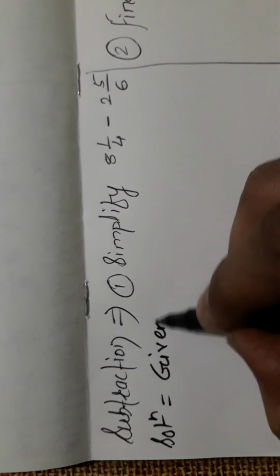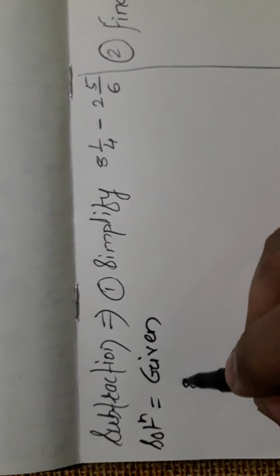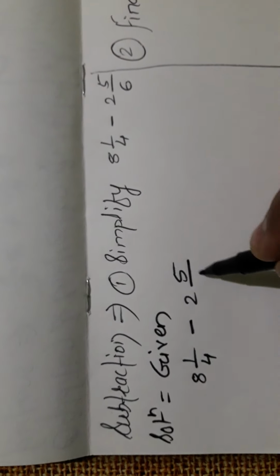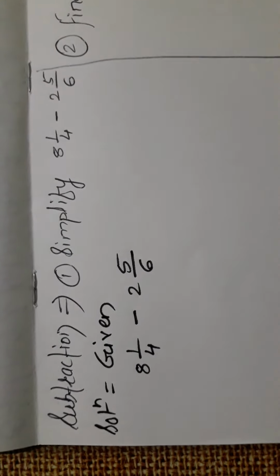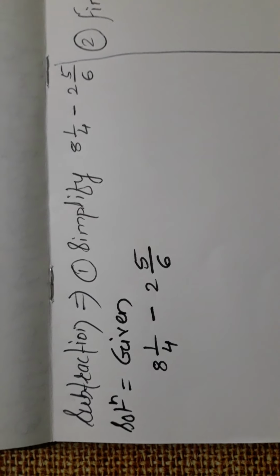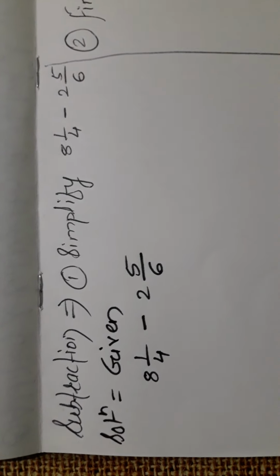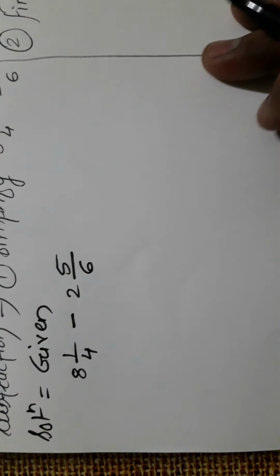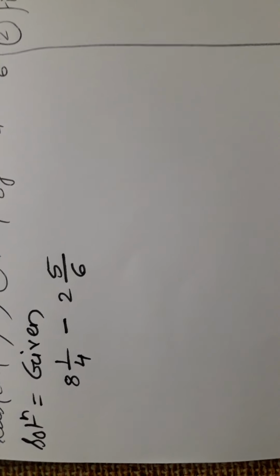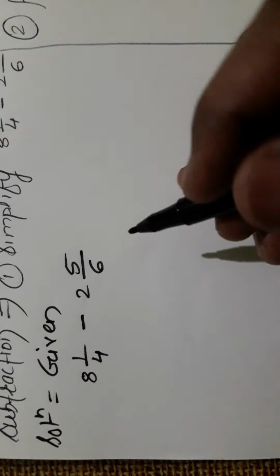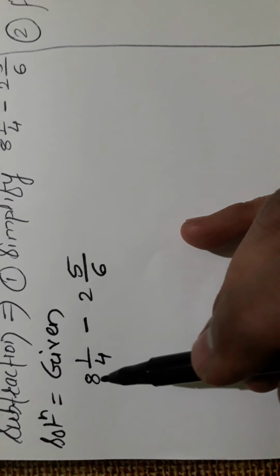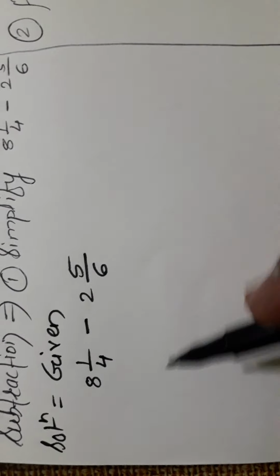Given: 8 and 1 by 4 minus 2 and 5 upon 6. Okay. Now what will we do? Here we will see only one method. The cross multiplication method we will not do here, because some students are facing problems while doing the simplification in cross multiplication. That's why I am going to tell you a very simple and plain method now. Look here. Now we are going to subtract 8 and 1 by 4 minus 2 and 5 upon 6.